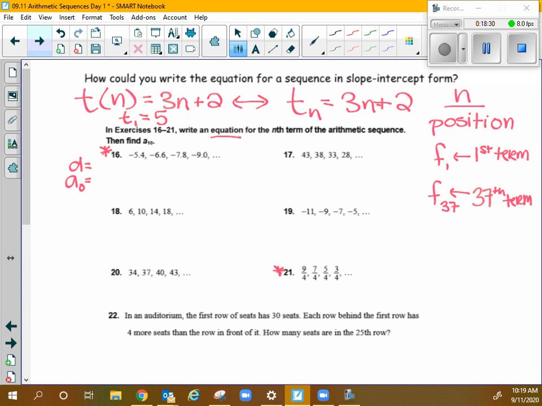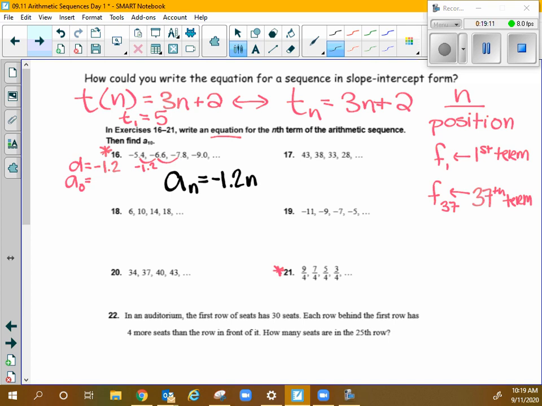What's going to be the first thing that's easy for me to find? That common difference, right? Negative 5.4, negative 6.6, negative 7.8. What's happening? Negative 1 point. You're so close. 2. So the D is negative 1.2. Okay, so I have the first part of my function. So a of n is negative 1.2n. I just need to figure out the second half.